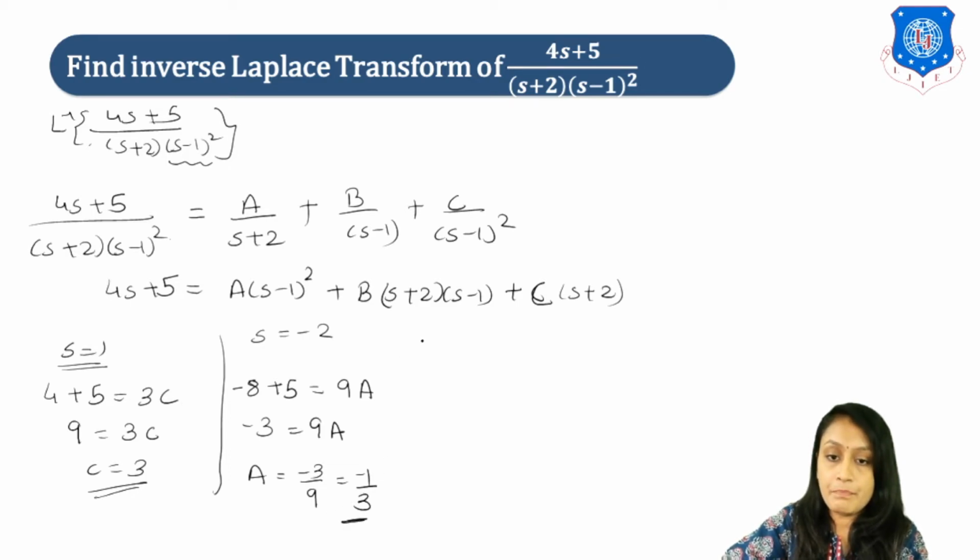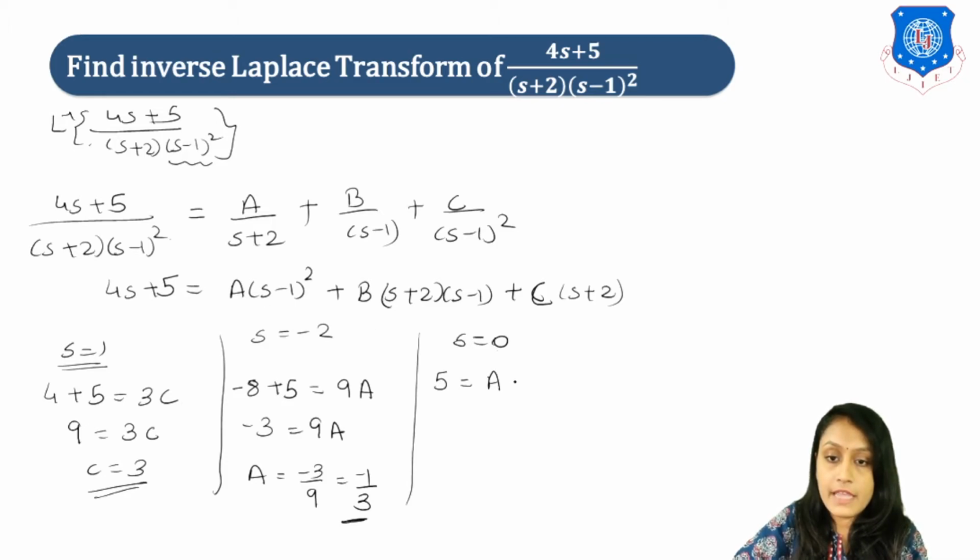So the answer for A is minus 1 upon 3. Next, we'll take s equal to 0. If you substitute s equal to 0, we have to substitute everywhere. So first, substituting s as 0 over here, from this we will get 5 is equal to, now substituting 0 over here, minus 1 squared will give you 1.